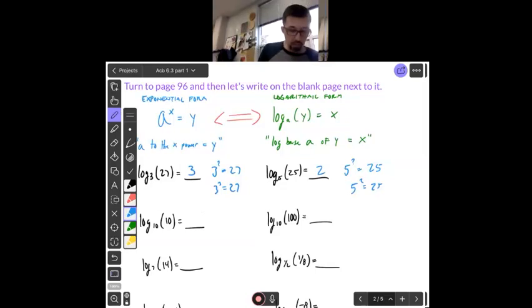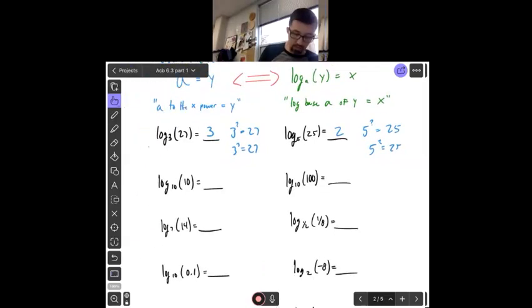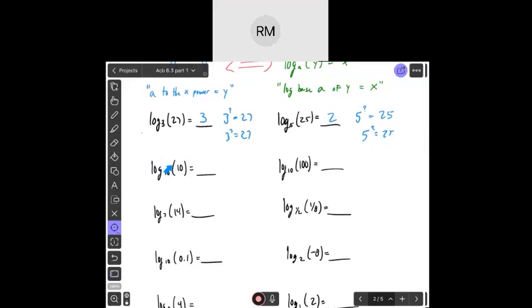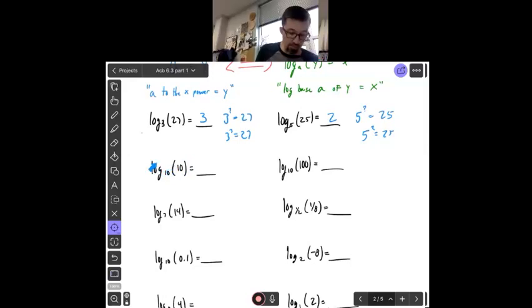All right, who's feeling brave? Want to start off this process? Who can read this for me? Is it log base 10 of 10? Log base 10 of 10. Wonderful, Ruth.